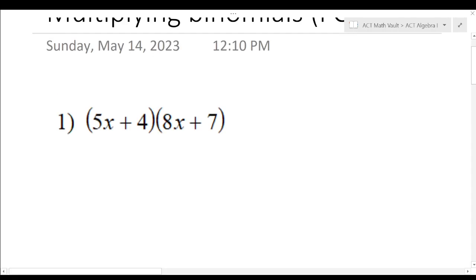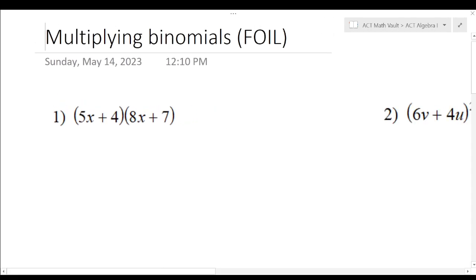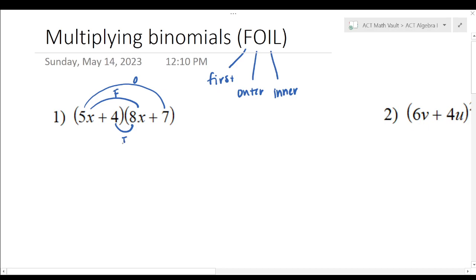So the FOIL acronym stands, like I said, for first, which would be this, F; outer, meaning the two outer terms. The F for first stands for these firsts are multiplied together. I, the inners. L would be the lasts.